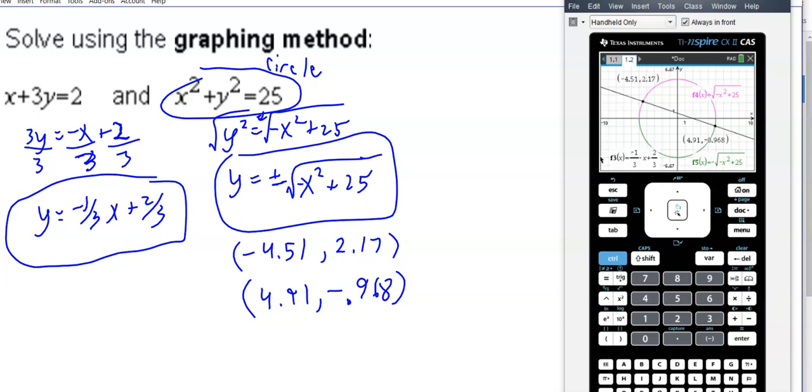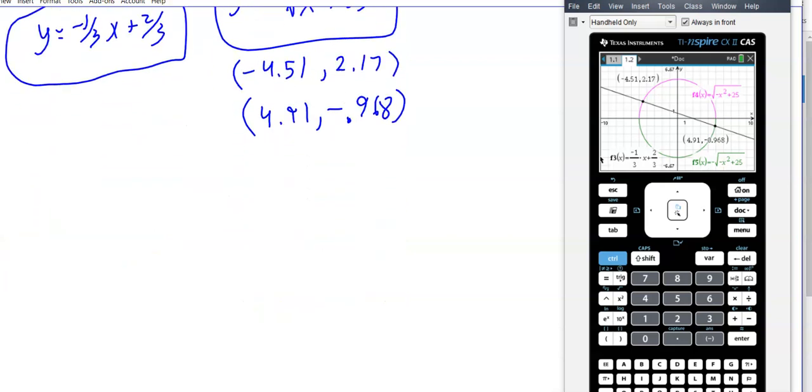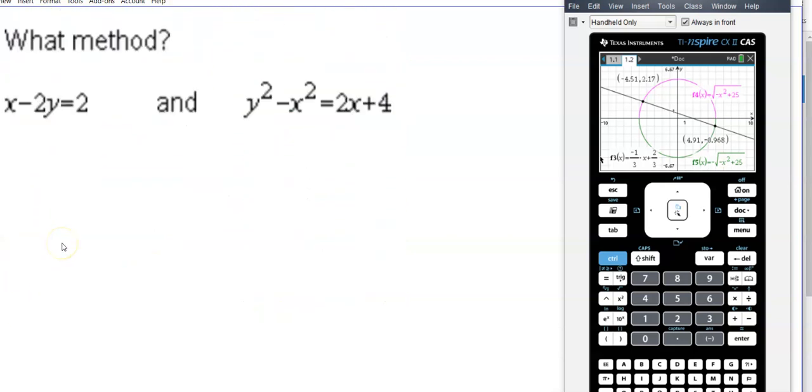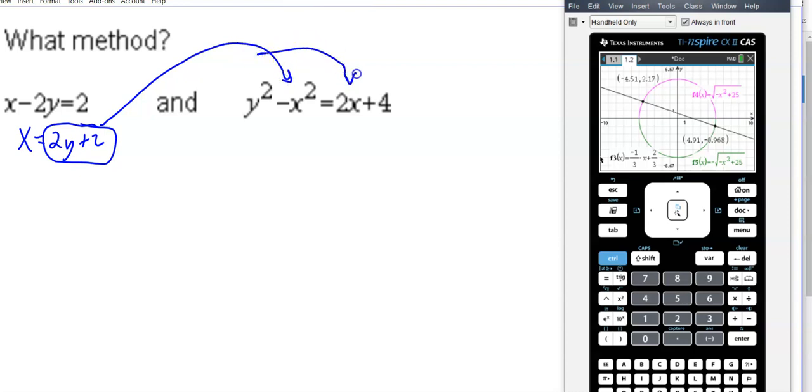Okay, pretty tough, challenging problem there for sure. What method would you use here? So it's a nonlinear system. I typically like substitution for nonlinear, so I would probably use that. I guess you could use graphing as well, but it seems to me, x equals 2y plus 2. We're going to plug that in everywhere there's an x, right?